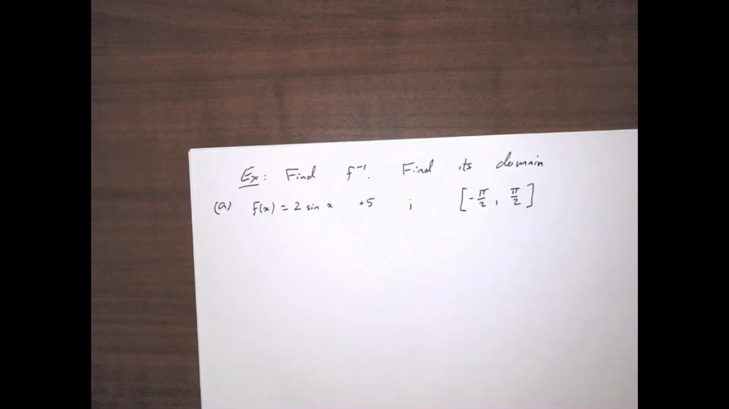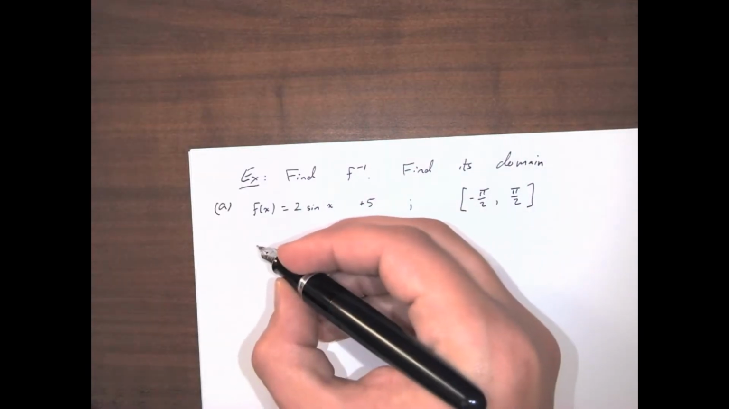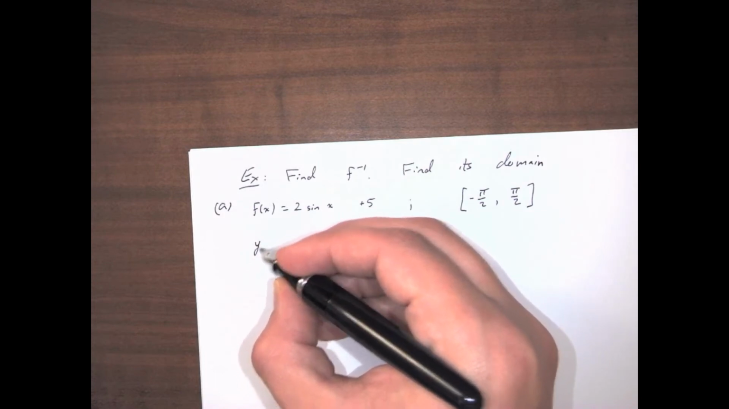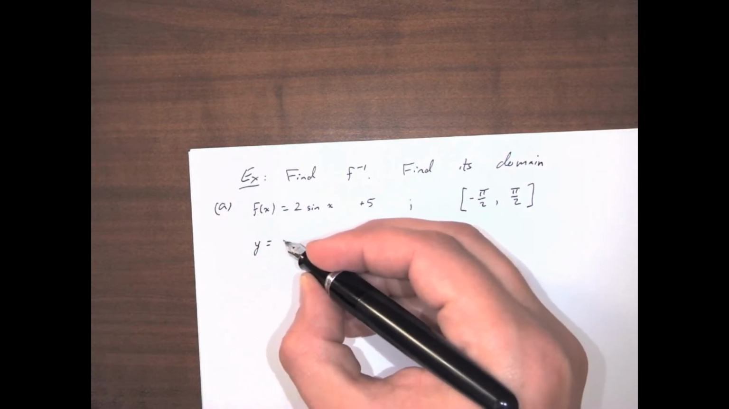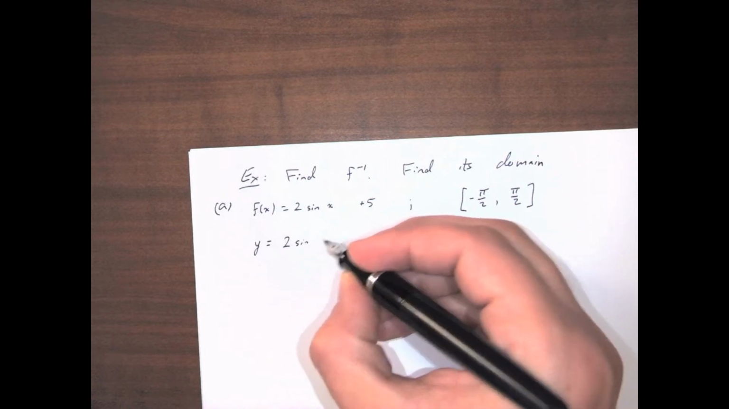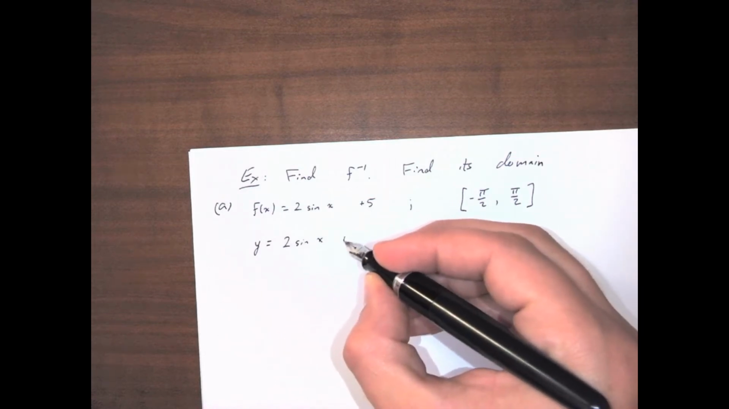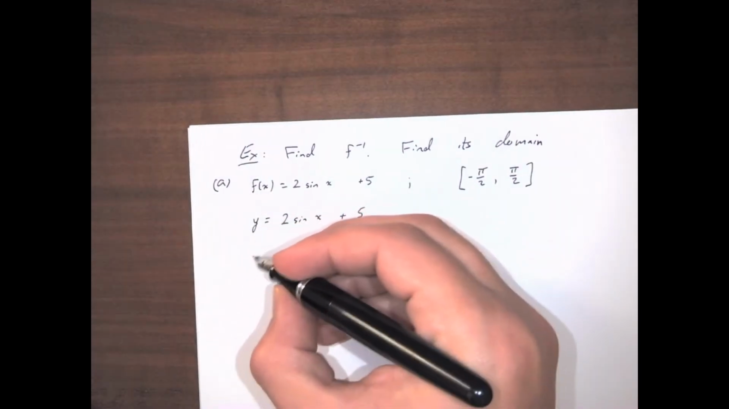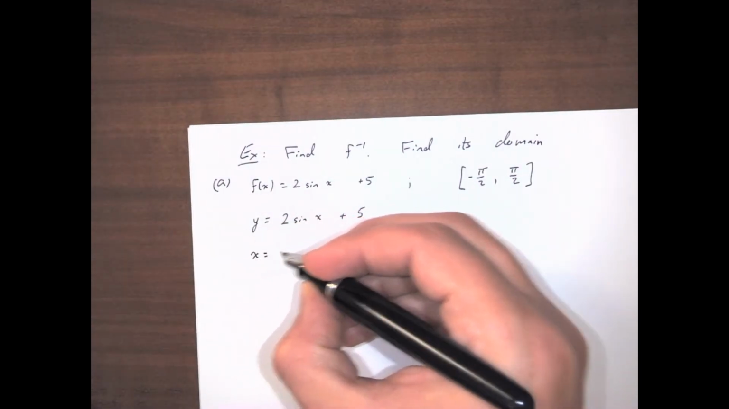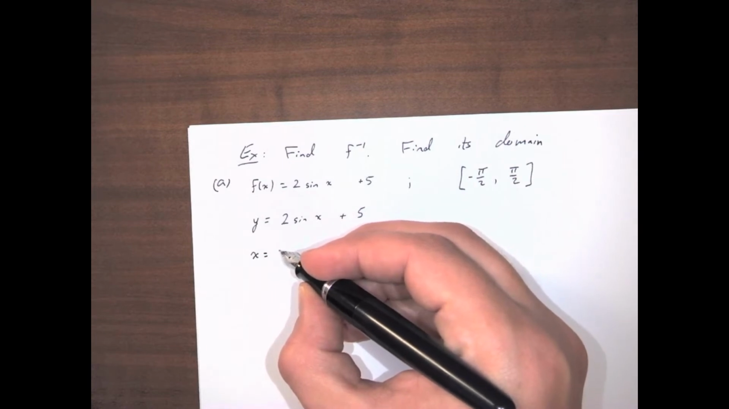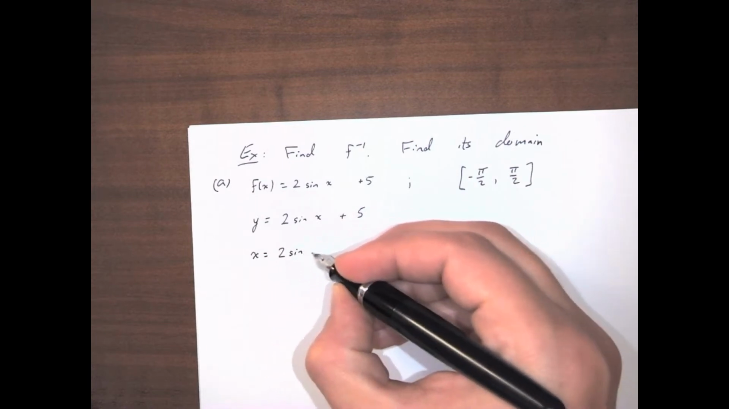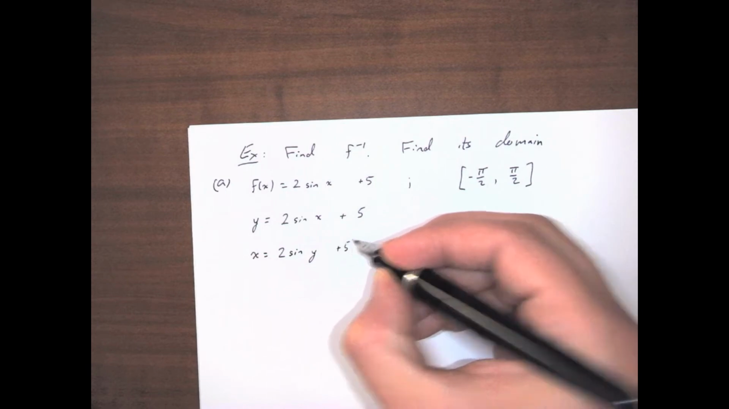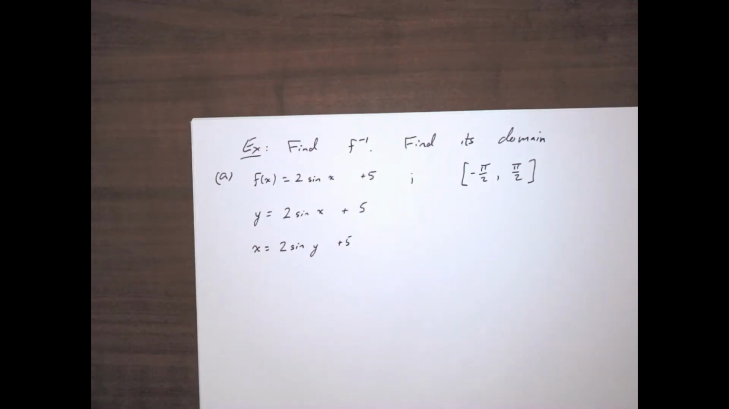Alright, so let's give it a try. So first off, we write it in terms of y instead of f of x. And the reason we do that is so that we can now execute the switching of the input and output. So x equals 2 sine y plus 5. And now what we do is we just work our way to the y by removing everything from around it.